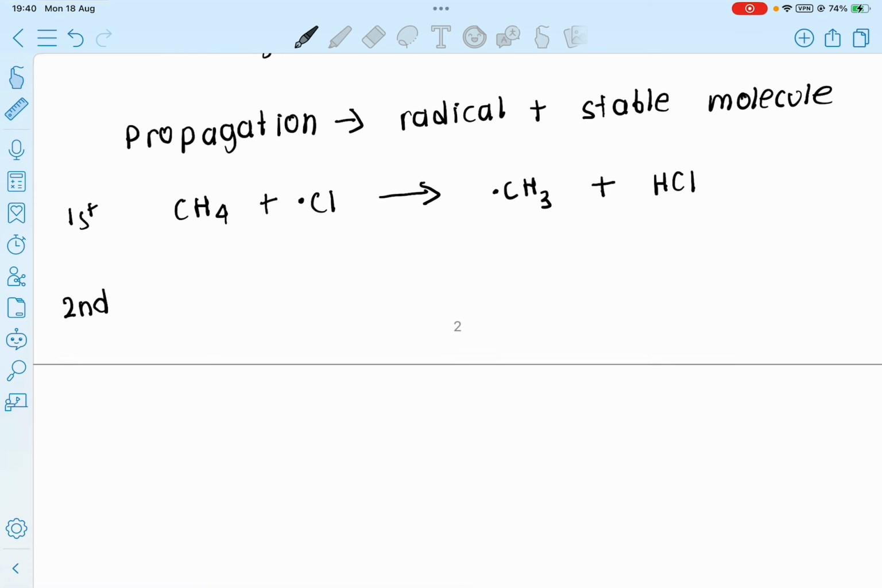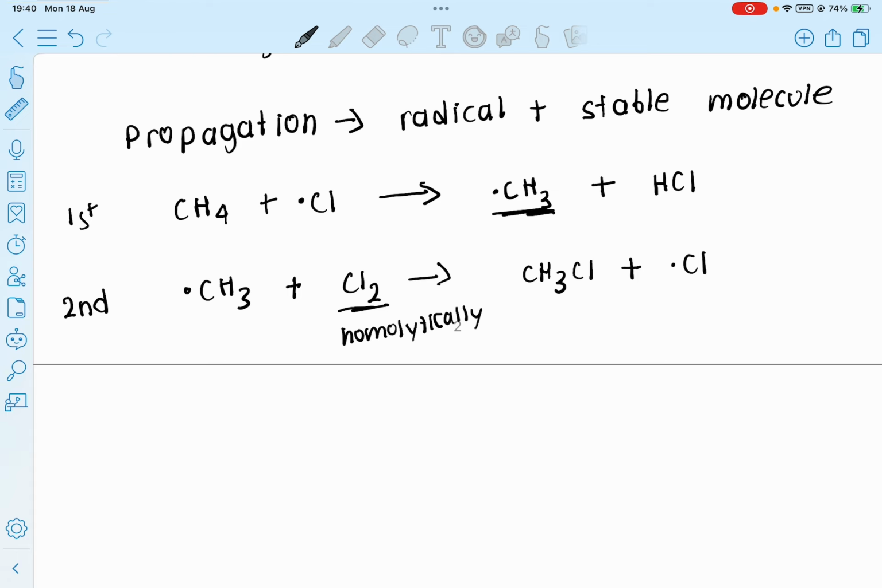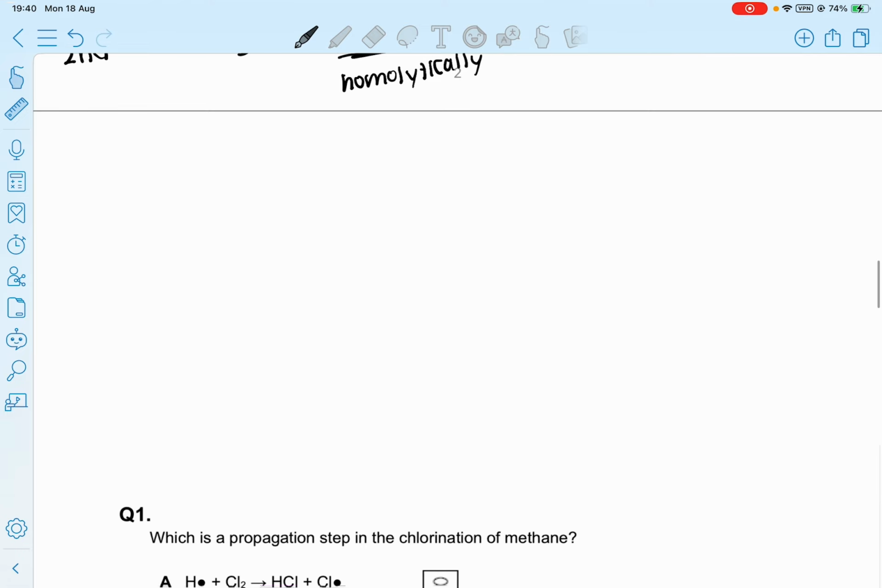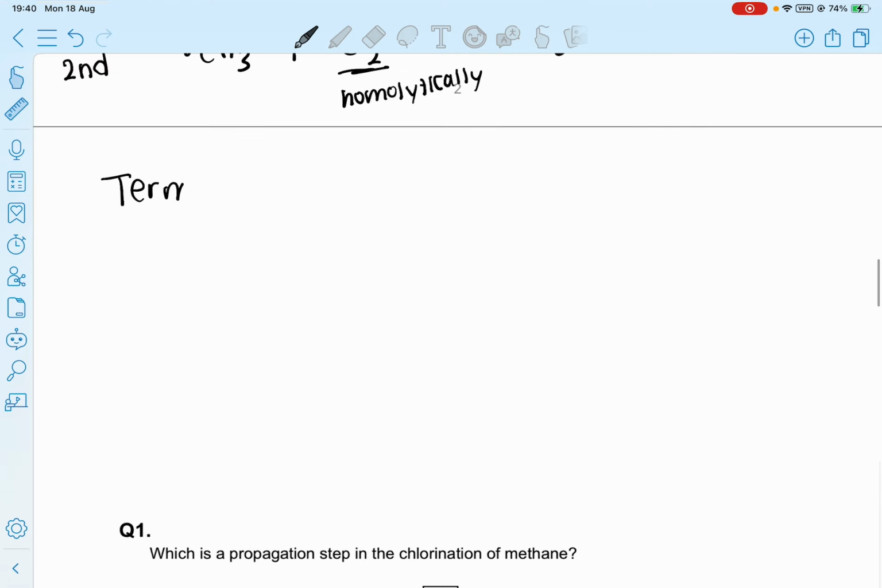So the second step would be to get this radical and chlorine. And this would form CH3Cl plus Cl radical. As you can see, this broke off homolytically. And yeah, final step is termination. Now this is when the radical becomes stable.